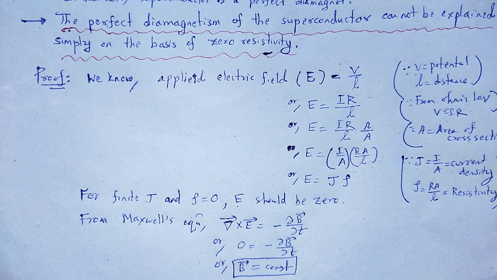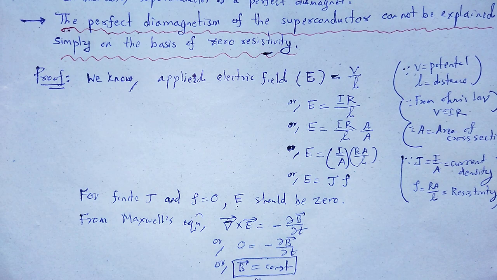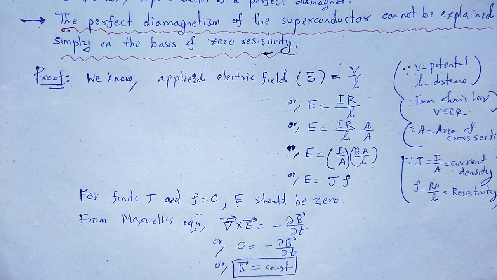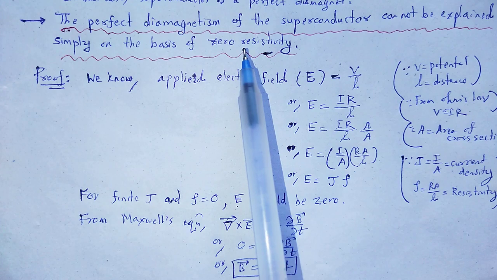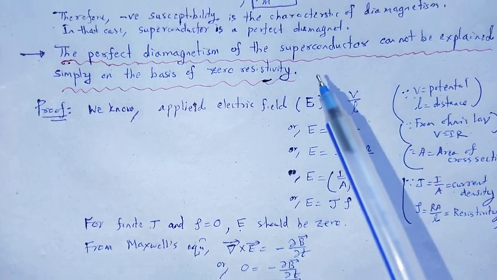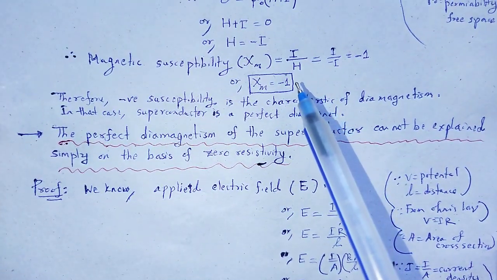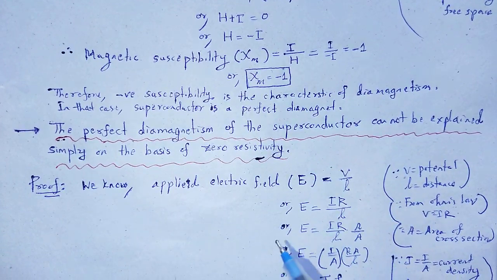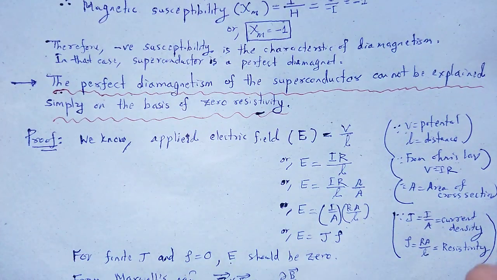What does it indicate? It means that the magnetic field or magnetic flux through a perfect conductor does not change even if it is cooled to its critical temperature, and that is a contradiction to the Meissner effect. Hence, the state of zero resistivity as we have taken, and in the previous section perfect diamagnetism, these two are mutually independent of each other.